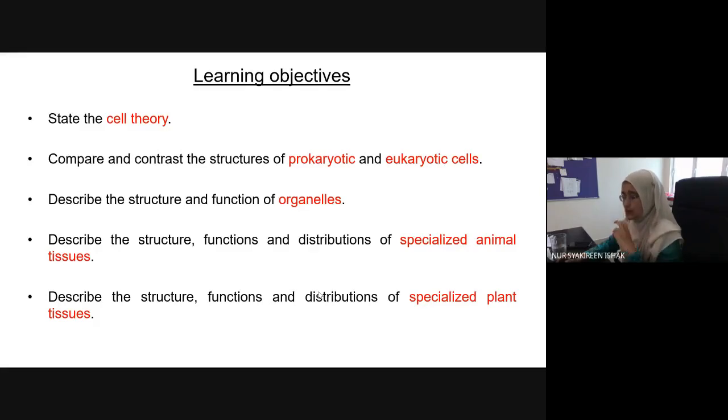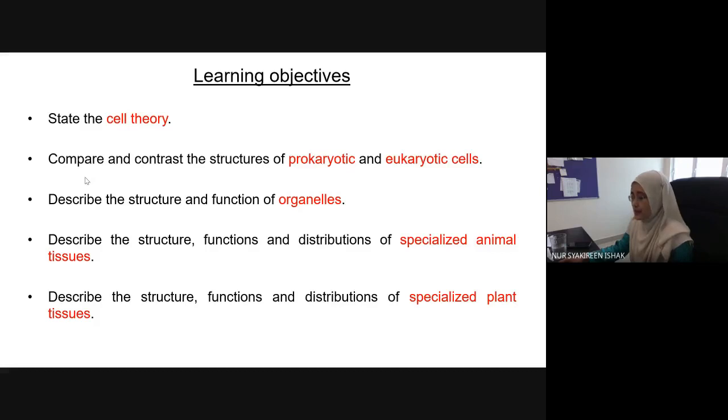Basically, there are two cell theories that you have to know, and they are frequently asked in the test. Second, compare and contrast the structure of prokaryotic and eukaryotic cells. So you have to know examples of prokaryotic cells and examples of eukaryotic cells. What are the differences between these two cells?